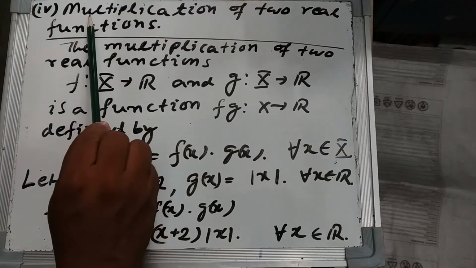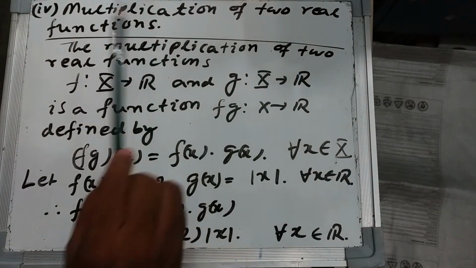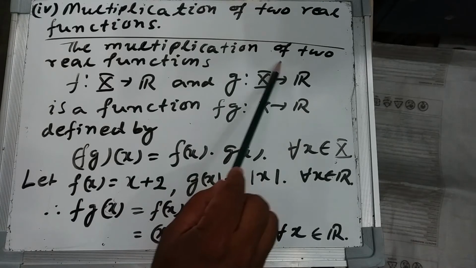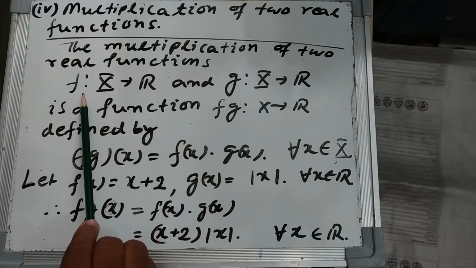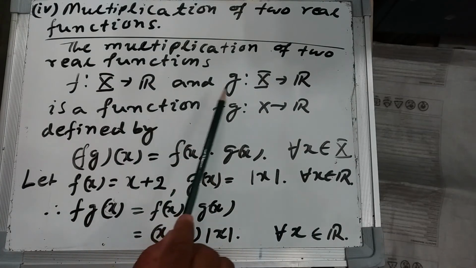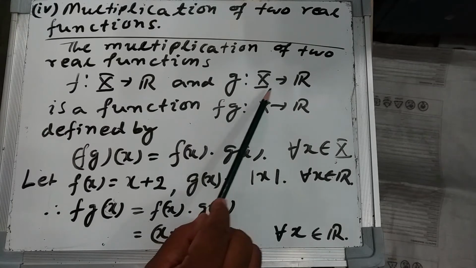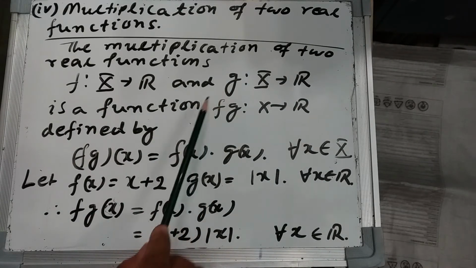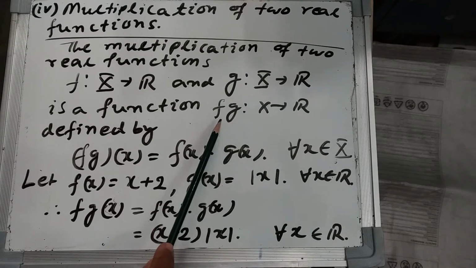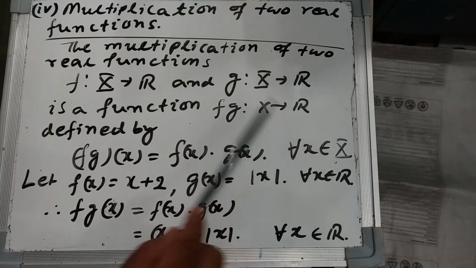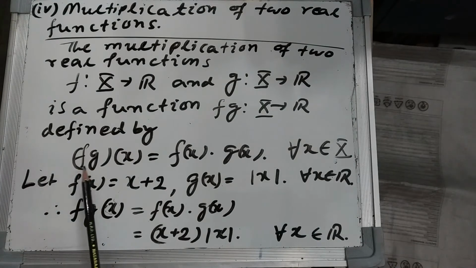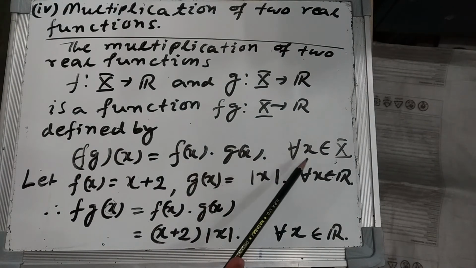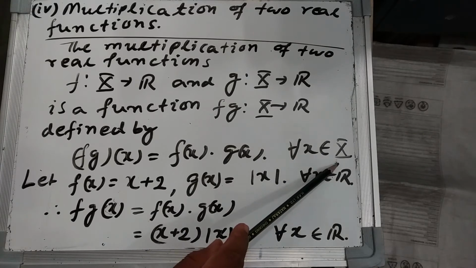Come to multiplication of two real functions. The multiplication of two real functions f that maps from X to R and g that maps from X to R is a function. How does this function multiplication look like? fg is a function that maps from X to R defined by (fg)(x) equal to f(x) into g(x) for all x in the set X.